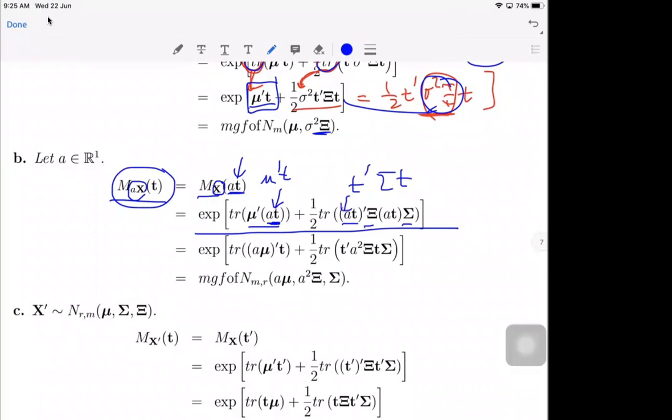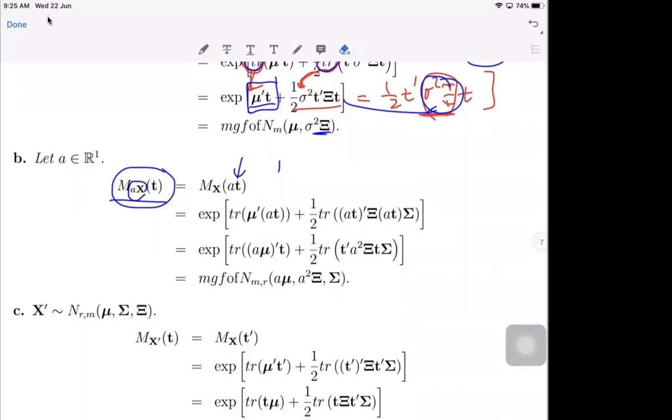And then a is scalar. So the a prime here and the a can be written as a squared. So you will have psi and sigma here. So now your parameter is a squared psi and then sigma. So this is equivalent to the moment generating function wherein your mu here is equal to a mu, no? And then a psi and sigma.